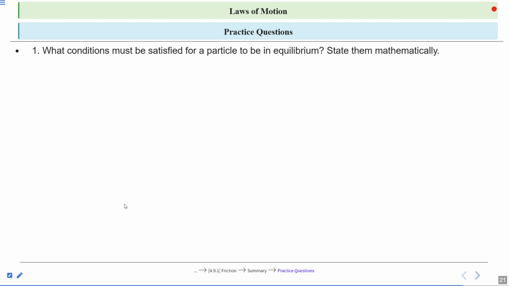Now we have some practice questions. Please note down. First is, what condition must be satisfied for a single particle to be in equilibrium? State it mathematically. So in this question you have to find the equilibrium condition mathematically. Mathematically we can say the net force on a particle should be 0. Yes or no?